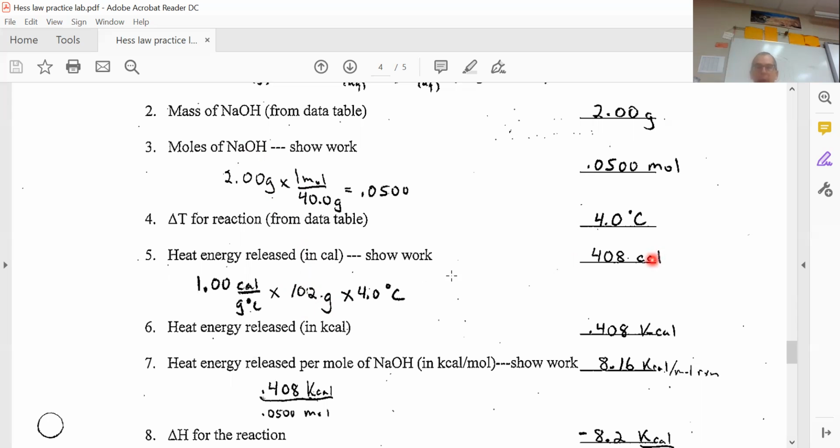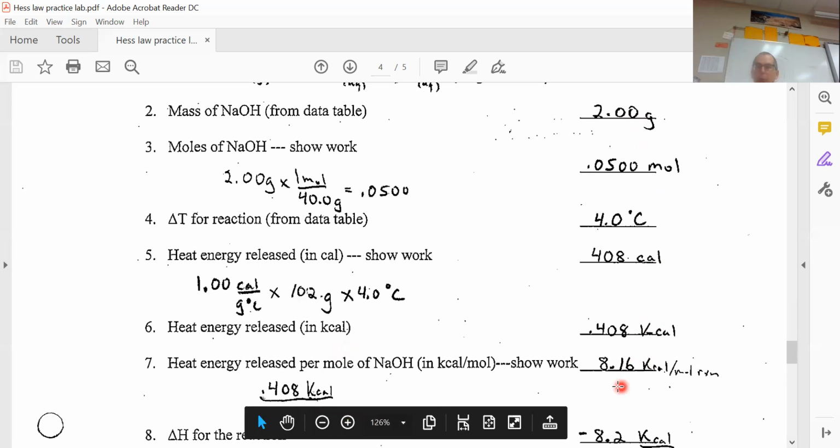Okay, if I know calories, then I just take C M ΔT. I figure out calories, I can convert to kcals. Well, that's how many kcals ultimately were produced when I used 2 grams of NaOH. What if I used 1 mole of NaOH? How much would that be? I just take my kcals divided by moles, and this is what I came up with.